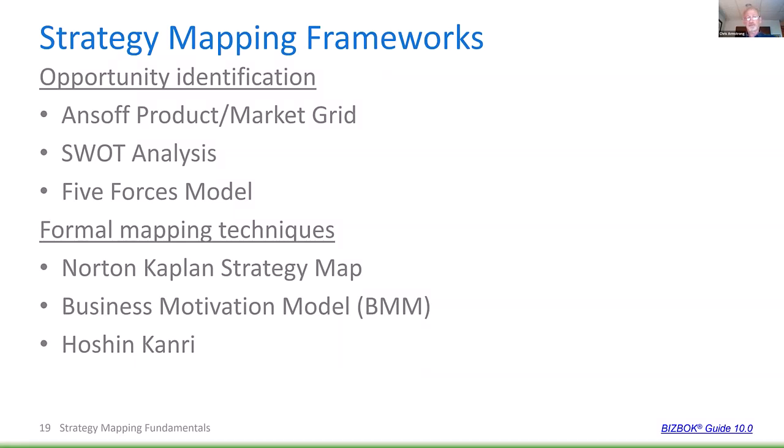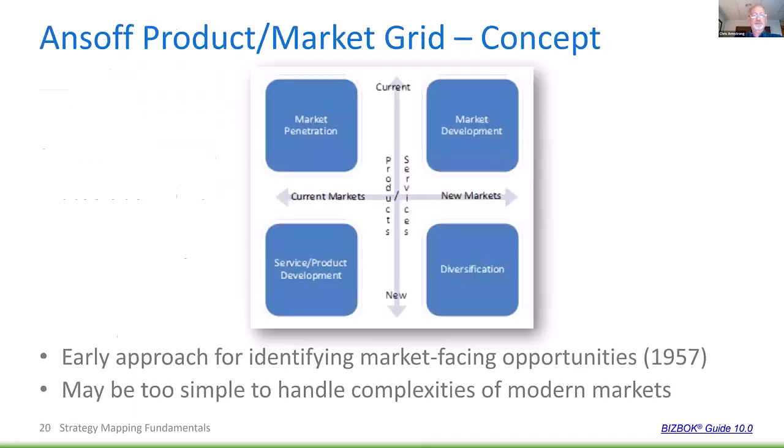And again, these are not presumed to be all of the analytical frameworks, but just some common ones historically, and then some formal mapping techniques, including Norton Kaplan strategy maps, the business motivation model, and Hosk and Conroy. So what we're going to do now is spin through each of those six and start looking at some examples. So the Ansoff product market grid, this is something that came up in the late 50s.